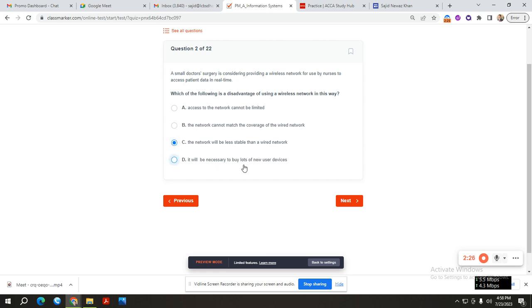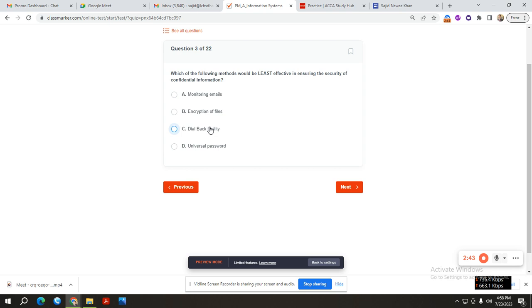It will be necessary to buy lots of new user devices. Not really. You can connect it with your present phone বা present যা কিছু আছে সেটার সাথে connect করা যায় using Wi-Fi. So this necessarily is not the case. So the right answer for me over here is going to be answer C. Let's go on to the next one.